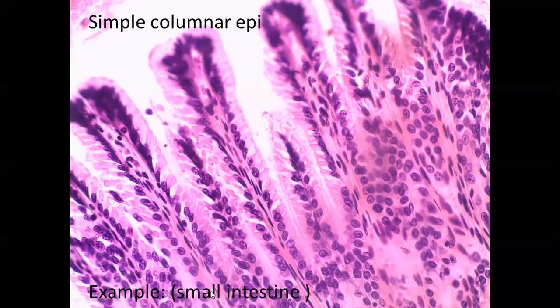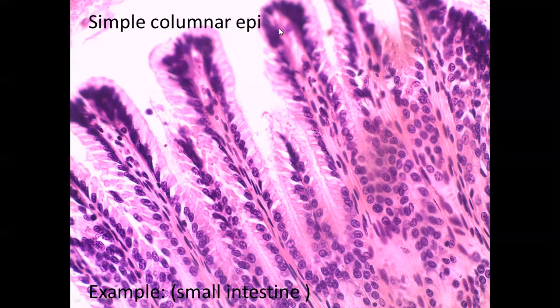Another slide: simple columnar epithelium. This tissue is taken from what? From the small intestine. The small intestine is characterized by what? By finger-like projections, called villi. These villi, or leaf-like or finger-like projections, are lined by which type of epithelium? By simple columnar epithelium.